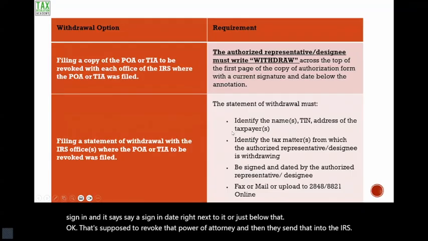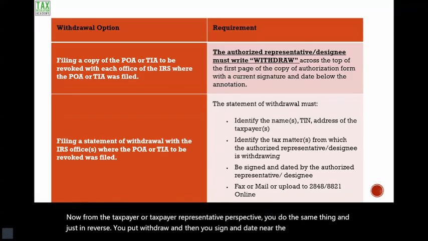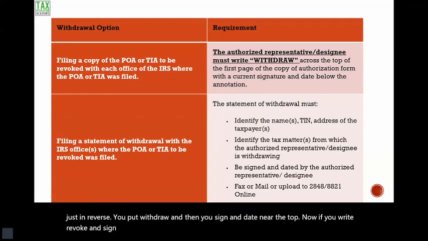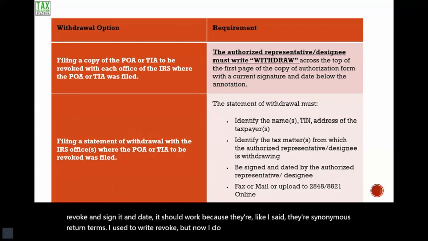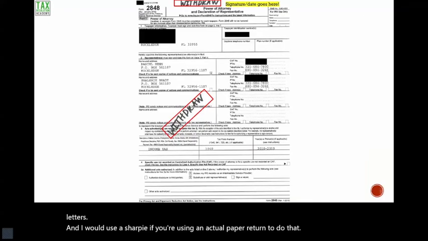Now, from the taxpayer representative perspective, you do the same thing in reverse: you put withdraw and then you sign and date near the top. If you write revoke and sign and date it, it should work because, like I said, they're synonymous terms. I used to write revoke, but now I do withdraw. Obviously it's a few extra letters, and I would use a Sharpie if you're using an actual paper return. It would look something like this.